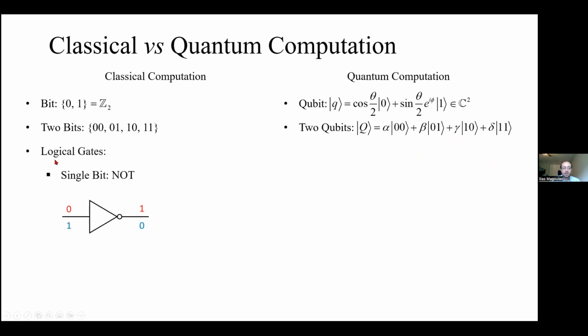On the classical computer, we have logical gates that can operate on the bits, and we have the single bit NOT gate. So in this case, if the input is 0, the output will be 1, and vice versa. If the input is 1, the output will be 0.